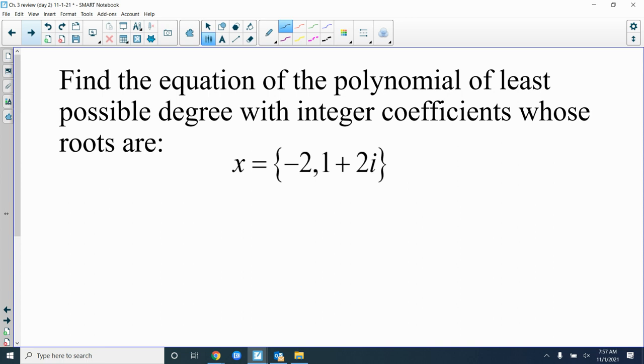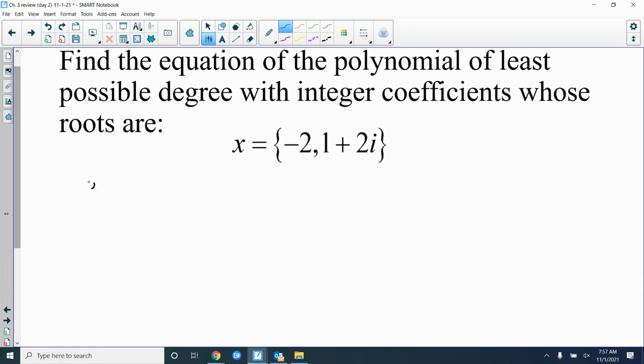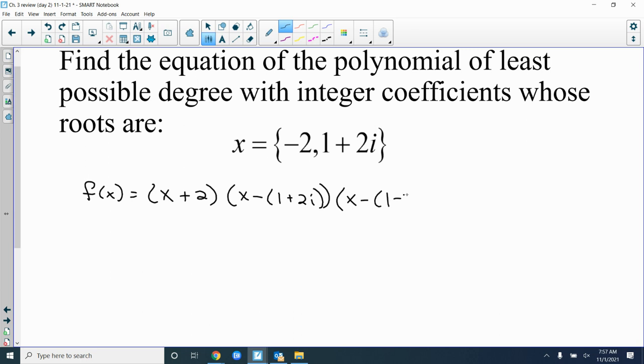All right, so we want to figure out our equation. Since -2 is a root, f of x equals x plus 2 will be a factor. And since 1 plus 2i is a root, I'll have x minus 1 plus 2i, and then I'll have x minus 1 minus 2i. Anytime you have a complex root or irrational with a square root, it's got to have a pair. So there's always got to be 2 of those. I'm going to work with the 2 on the right. I'm not going to mess with the x plus 2 yet.